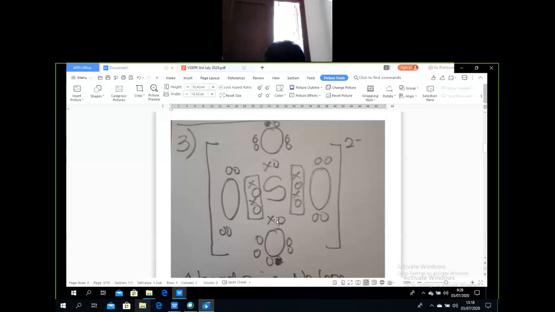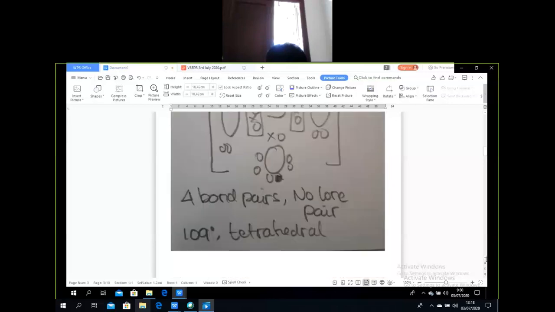This one has one. Let's count the electrons of the oxygen here. There are 8: 1, 2, 3, 4, 5, 6, 7, 8. Over here also the same 8 electrons around oxygen. So it means there are 4 bond pairs and 0 lone pairs. So the angle is 109.5 degrees, and the shape of the molecule is tetrahedral.